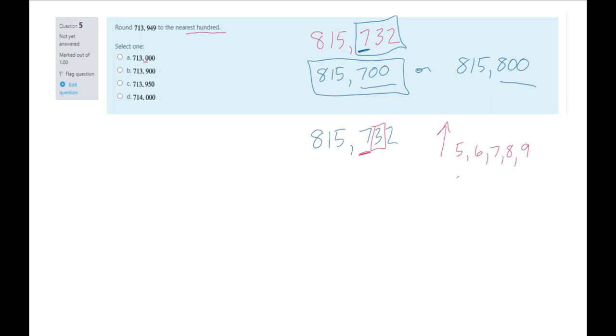For 0, 1, 2, 3, 4, it just stays where it was. We fill everything else in with zeros, and we get this answer. Okay, and that's how we do it.